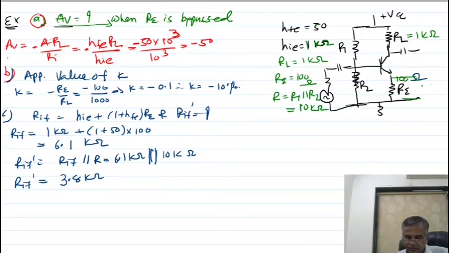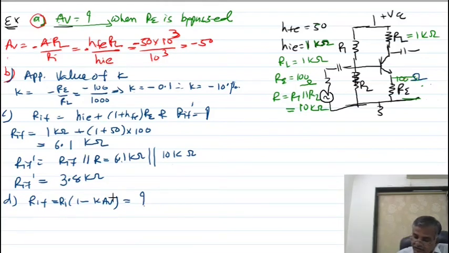3.8. I think you know how to calculate this. Parallel combination, R1 R2 upon R1 plus R2. Now D. If you use the REF equation, which equation? The equation is nothing but 1 minus KV into RI. Then what is the value of input resistance, if you use this?